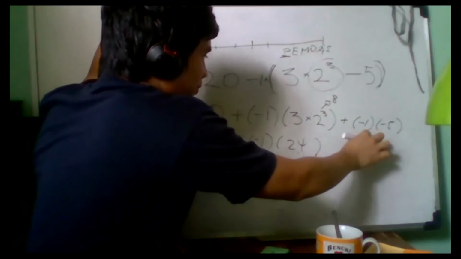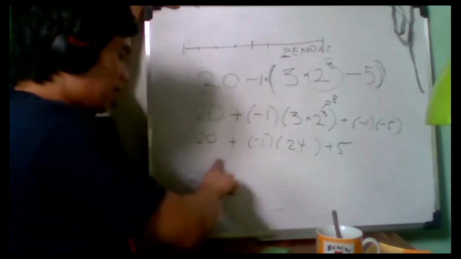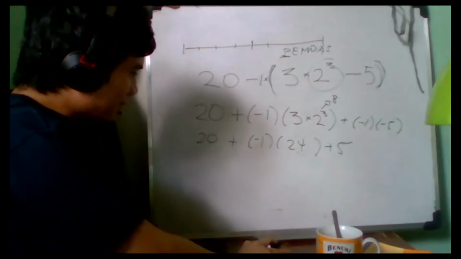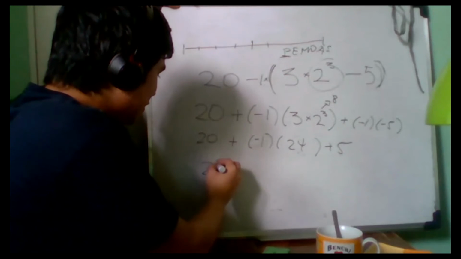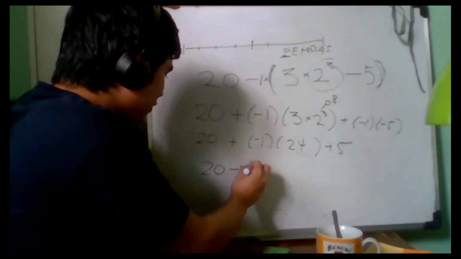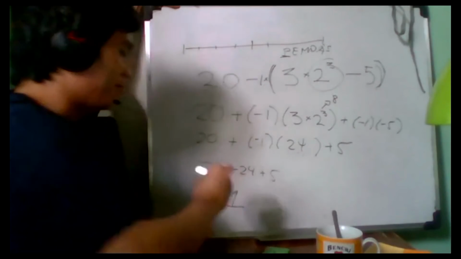Tapos negative times negative, magiging positive. Tapos i-evaluate mo na kagaya ng kanina. So 20 minus 24 plus 5, ang kalabasan ulit ay 1.